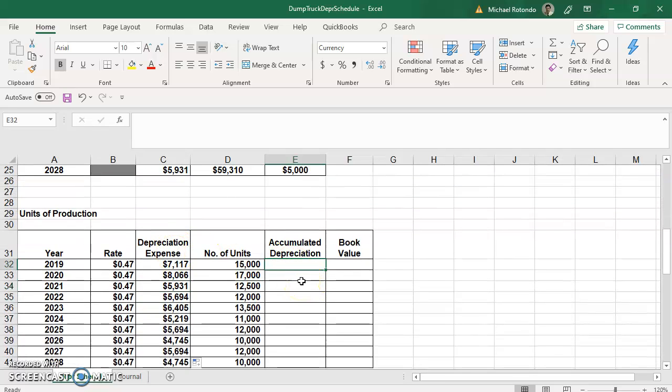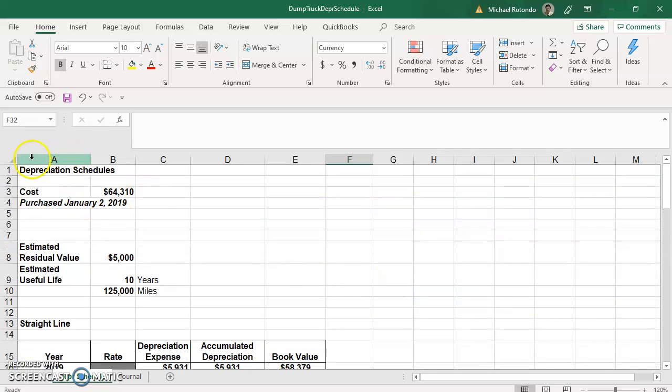So our accumulated depreciation, again, is going to be the first year depreciation expense for our first year of accumulated depreciation, right? And then for the second year, we're going to take the accumulated depreciation for the first year, and we're going to add the second year's depreciation expense. Okay, and then we could do the same thing. We can pull it down.